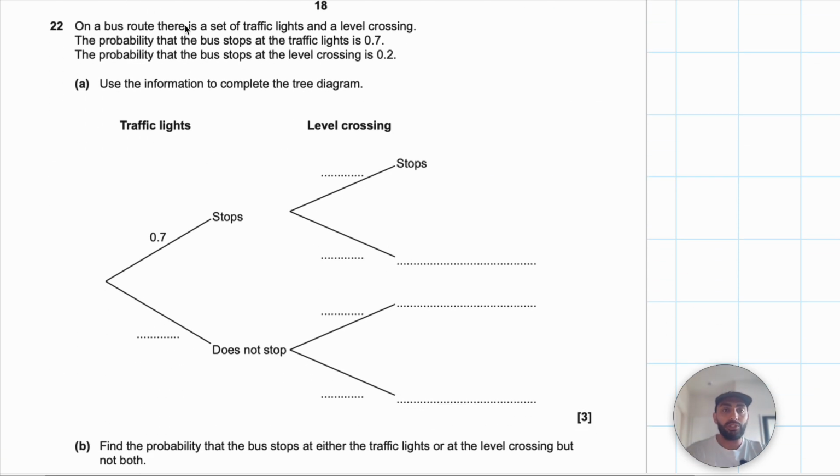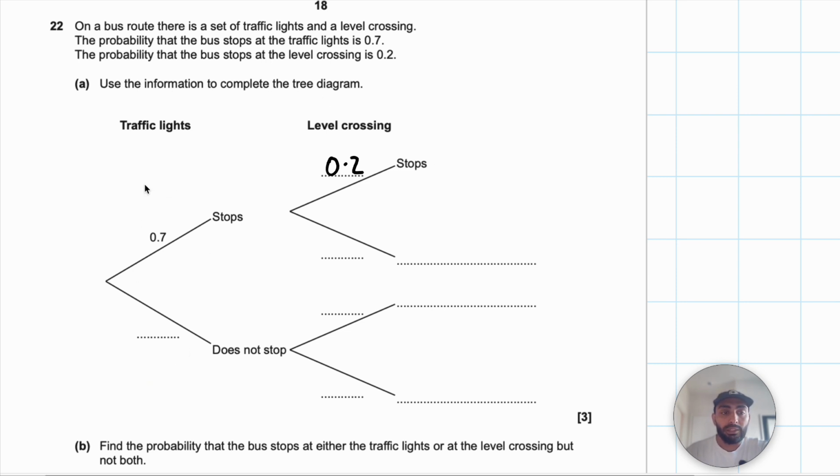Question 22. On a bus route, there is a set of traffic lights and a level crossing. The probability that the bus stops at the traffic lights is 0.7. That's already on. The probability that the bus stops at the level crossing is 0.2, so we could put that on there. Use the information to complete the tree diagram.